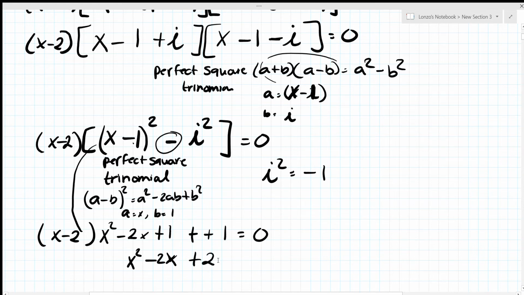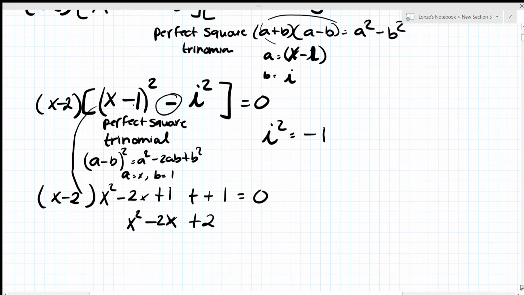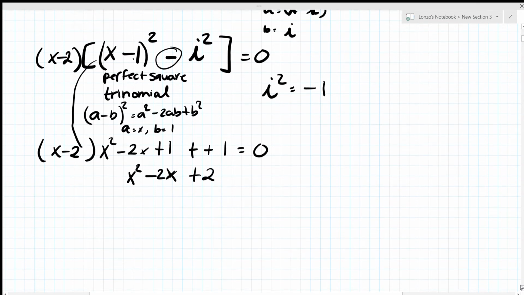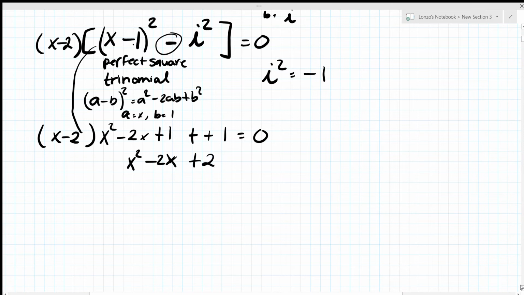Okay, almost there. And then don't forget the x minus 2. That's the last step. Now we can FOIL it out. So if you FOIL everything out, there's no special rules for this one. You just have to do the long way and FOIL it out.